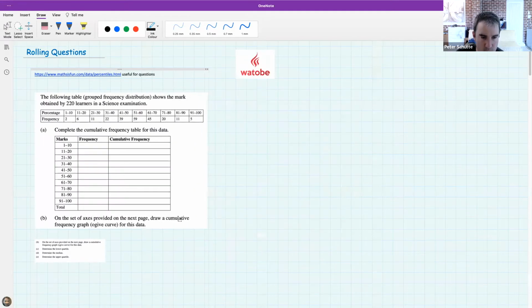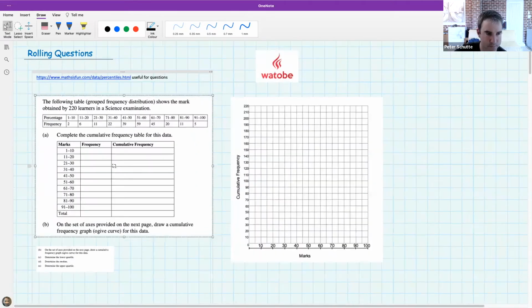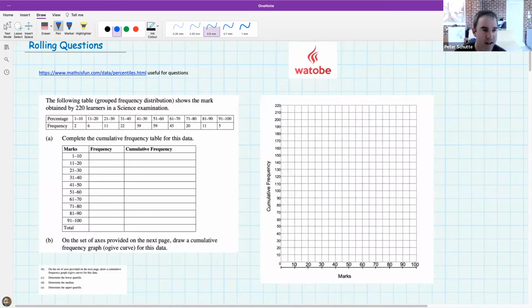I'm giving you this table, and the story is as follows. The following grouped frequency distribution shows the marks obtained by 220 learners in a science examination. So you can imagine a whole grade takes a science exam. They've given us a frequency table that's laid out horizontally. There are 2 students who got between 1 and 10%. There are 6 students who got between 11 and 20, and so on.